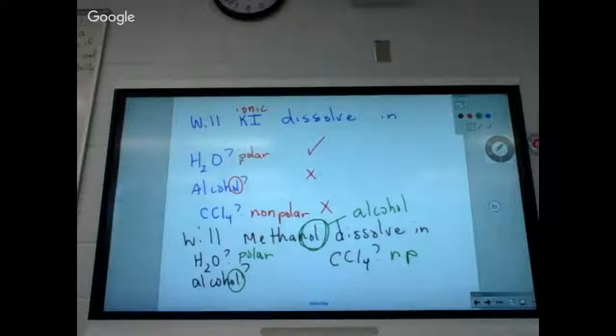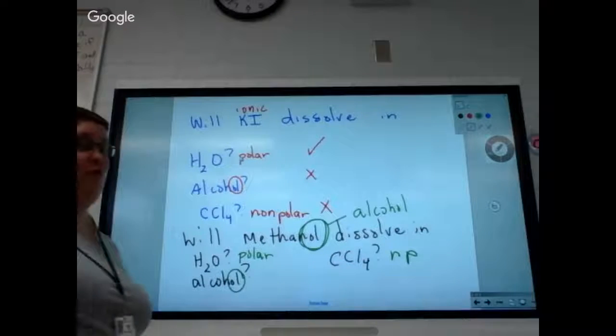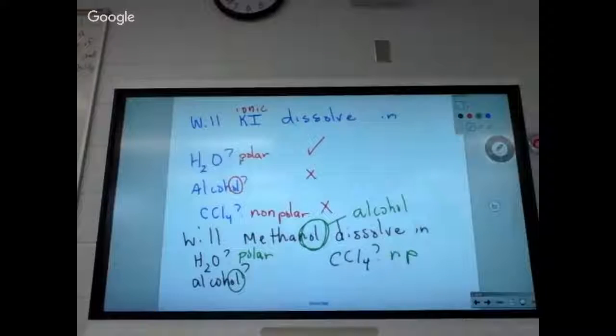Ionic. So, question. What happens whenever you ask something where we're supposed to figure out if it's polar or not polar? We can draw it out. We've got to draw it out. If you don't know, I tried to give you some helpful tips.